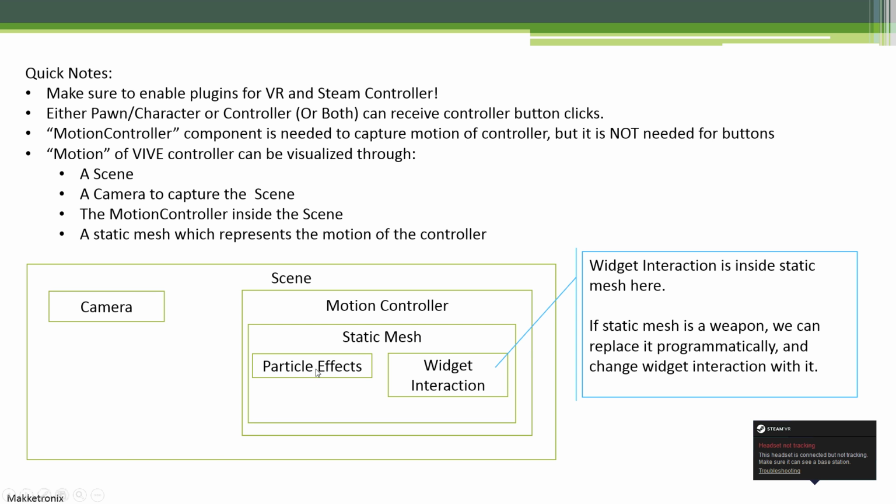You can optionally add particle effects for laser beams, for example, or you can add a widget interaction within the static mesh. You can also add widget interaction outside the static mesh. The reason why it's inside the static mesh in this case is, imagine you're changing different weapons. You may have a knife and a gun, and you want the knife to interact differently with a widget than a gun would interact with it. So you can do a few things there. You can replace that in real time and get different interaction, but we'll talk about these two in different tutorials.